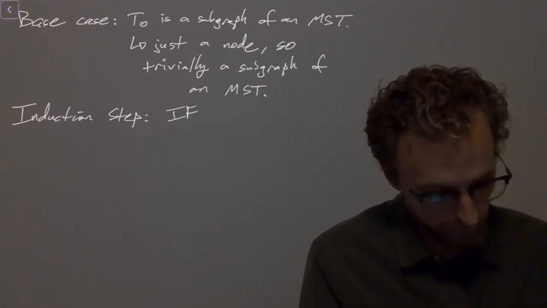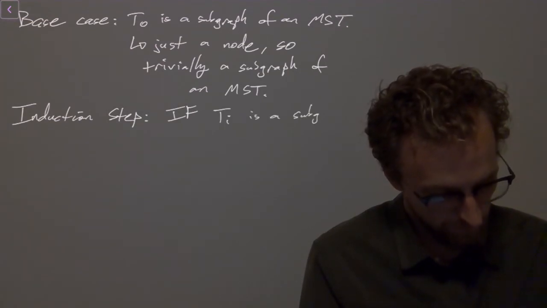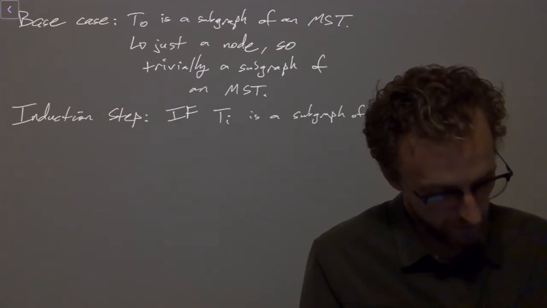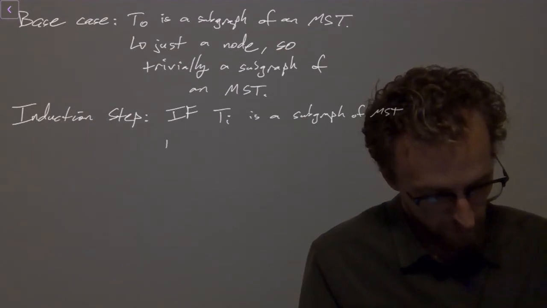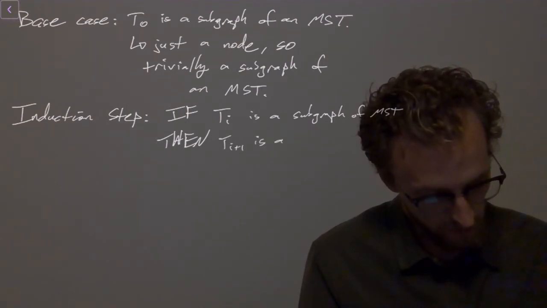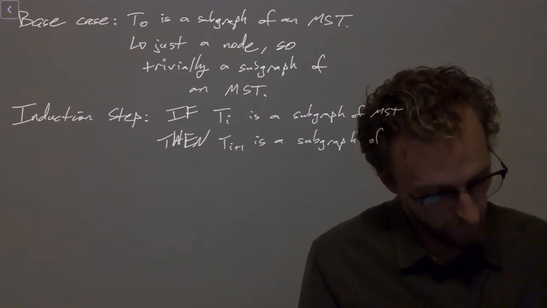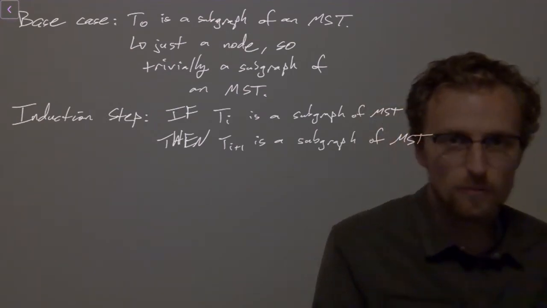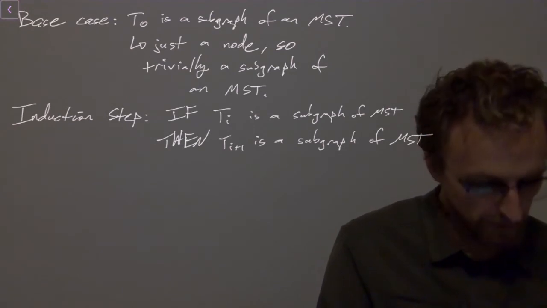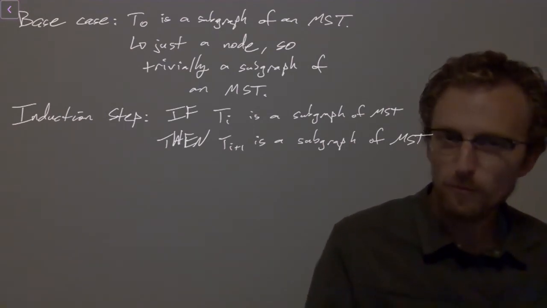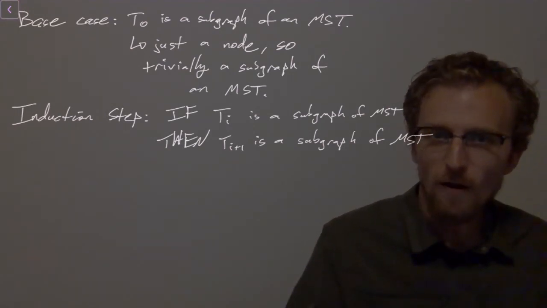If Ti is a subgraph of MST, then what? Then Ti plus 1 is a subgraph of MST. So in induction proofs, this is where people always get tripped up, because it feels like you're trying to prove something with shaky ground underneath it.